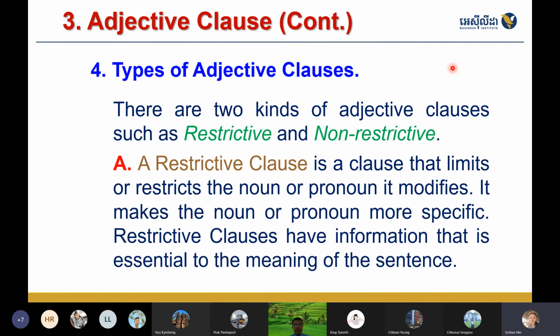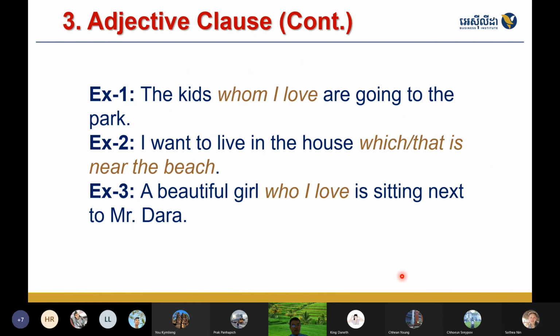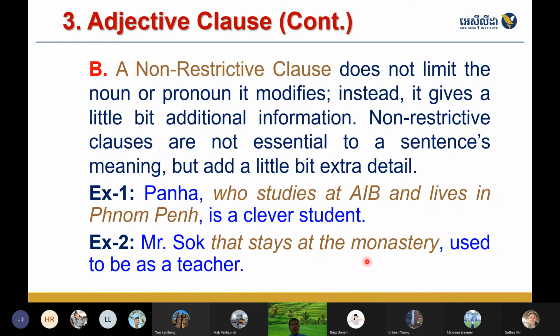A restrictive clause is a clause that limits or restricts the noun or pronoun it modifies. It makes that noun or pronoun more specific. A restrictive clause has information that is essential to the meaning of the sentence.